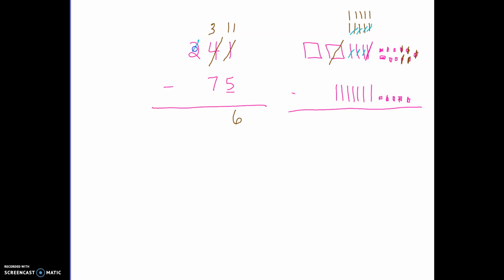And here's what I did. I borrowed 100 and I traded it into 10s. I traded it into 10 10s, so I have to add it to the 3 that's there. That's 13. And I took away 7 with my blue pen over here. So how many do I have left? 1, 2, 3, 4, 5, 6. And 13 minus 7 is 6. Now I don't need to take any hundreds away. So I'm going to have 1 down here. So the answer is 166.